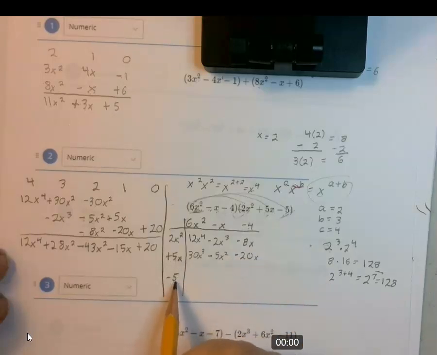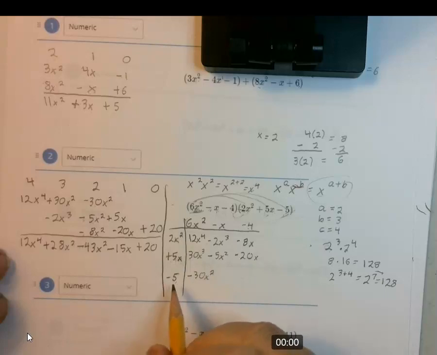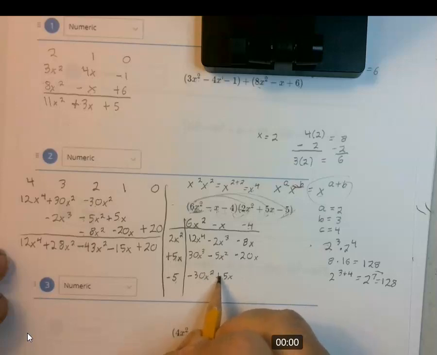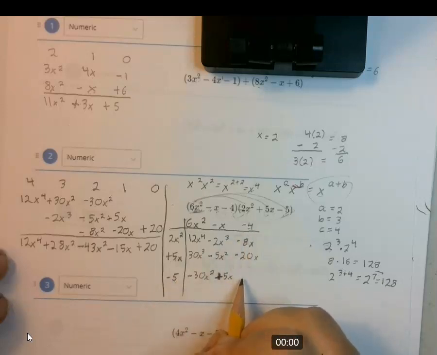And now you come to this last one. Negative 5 times 6 is negative 30, and then there's the x squared term. Negative 5 times negative x is positive 5x, negative, negative. And you just have to be careful on the details because there's so many calculations to do. That is a plus sign there. And then negative 5, negative 4 is plus 20.